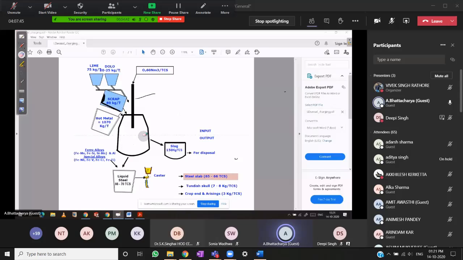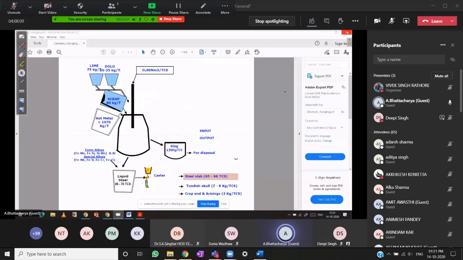So these are the outputs. Then slag and some gas is also produced. So these are the logistics of the LD vessel.